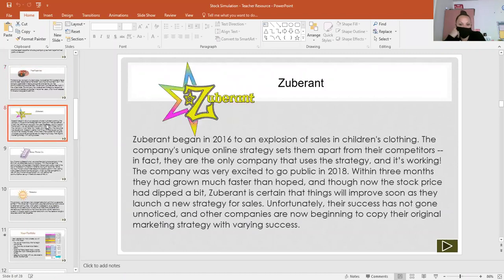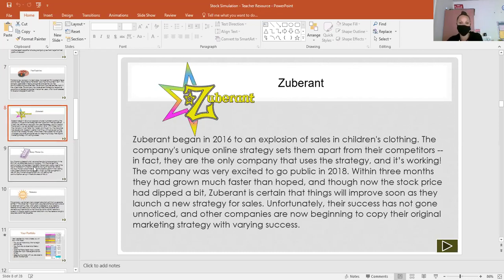Zuberant began in 2016 to an explosion of sales in children's clothing. The company's unique online strategy sets them apart from their competitors. In fact, they're the only company that uses this strategy and it's working. The company was very excited to go public in 2018. Within 3 months, they had grown much faster than hoped. And though now the stock price has dipped a bit, Zuberant is certain that things will improve soon as they launch a new strategy for sales. Unfortunately, their success has not gone unnoticed, and other companies are now beginning to copy their original marketing strategy with varying success.